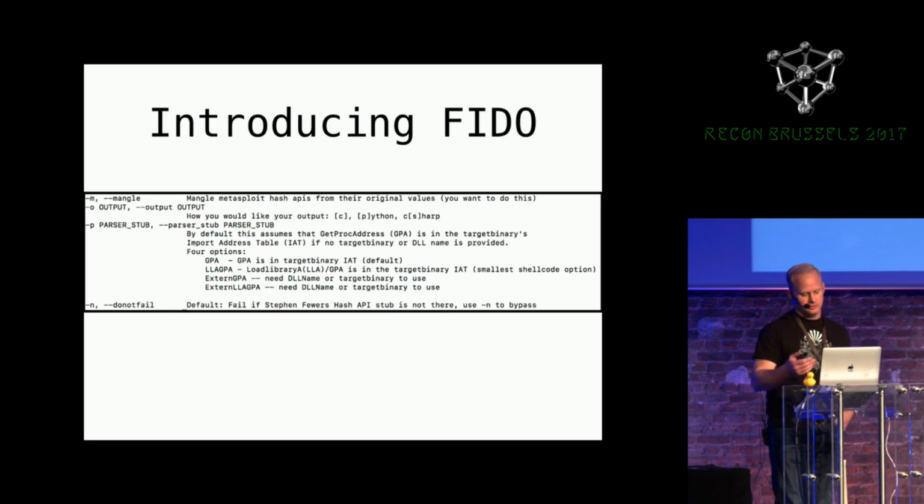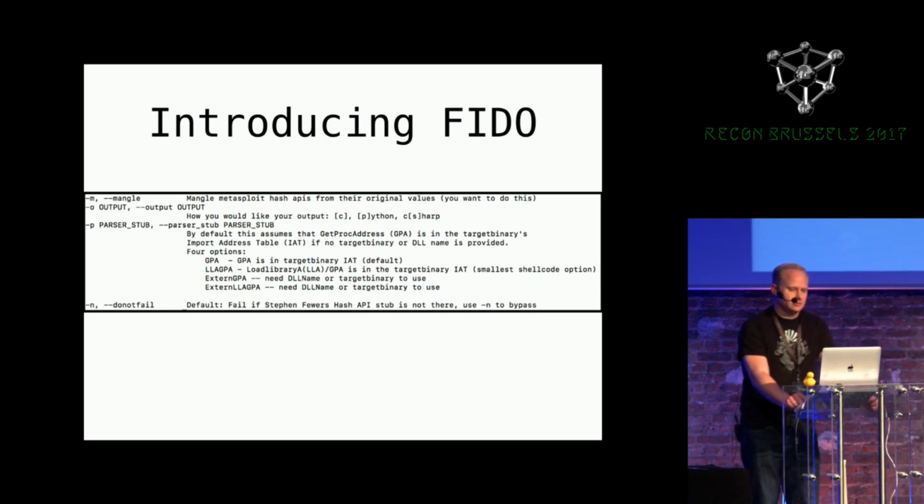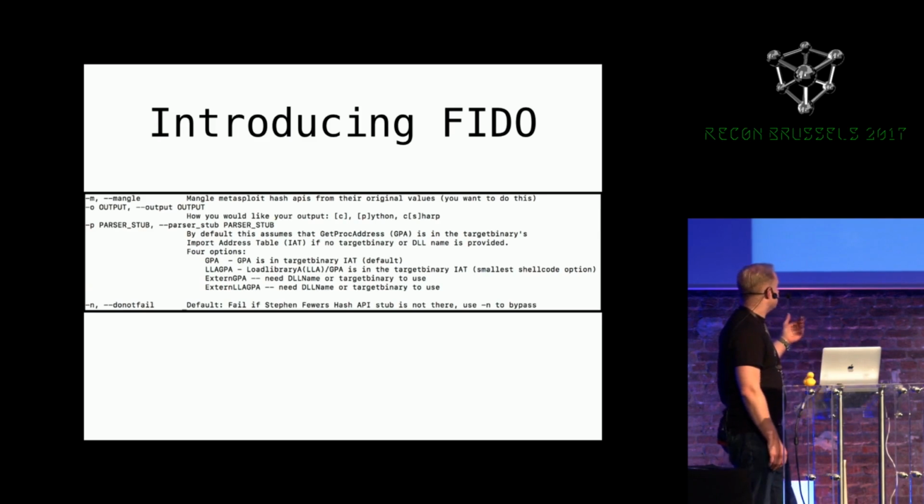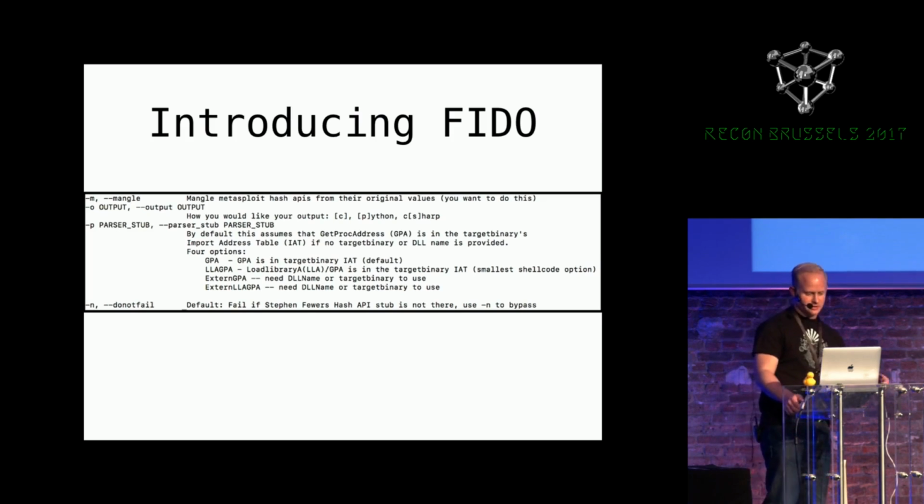And then you can mangle, like I just showed. You can have different outputs such as C, Python, and C# output. And the normal output is stdout, raw binary format. And you can pick your parser stubs. And so you have GPA, LL, GPA, load library, get process address, and you have extern. So if you're going to use an extern, you need to know what DLL you're targeting that's in memory and what import table, or what part of the import table. And there's only two options.